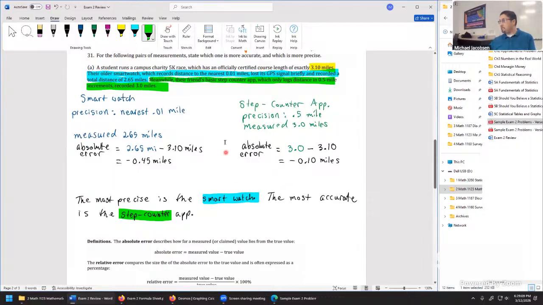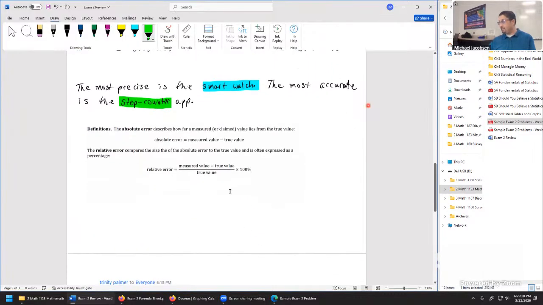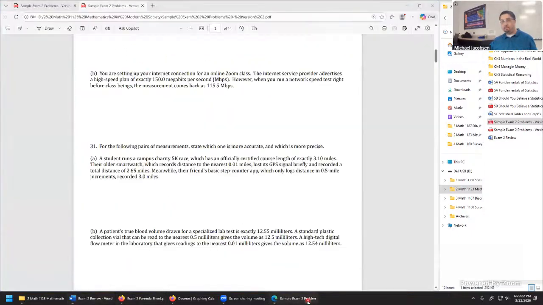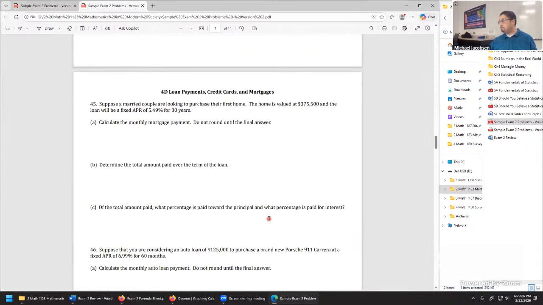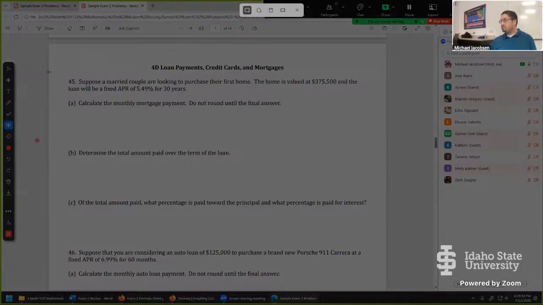Okay, so going in terms of absolute error, these are the conclusions we would make on this one. Next problem we're going to take a look into is problem 45. That sounds like it's probably the one on payments, so that's a good one to do for sure. Loan payment and credit card payments and mortgages. And let's go for all parts of 45.